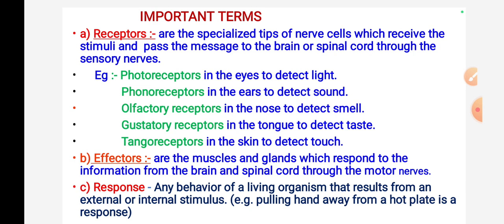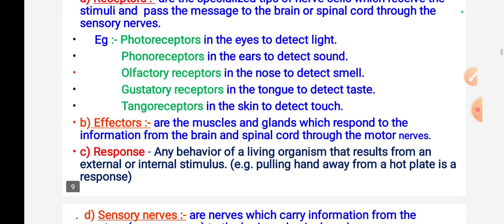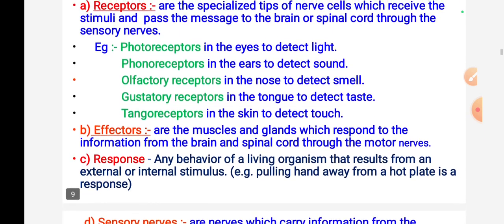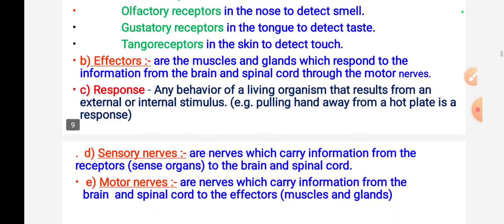Then phonoreceptors in the ears to detect sound. Then olfactory receptors, present in the nose to detect smell. Then gustatory receptors, in the tongue to detect taste. Then tango receptors, in the skin to detect touch. These are receptors, they are present in sense organs, I already told you.